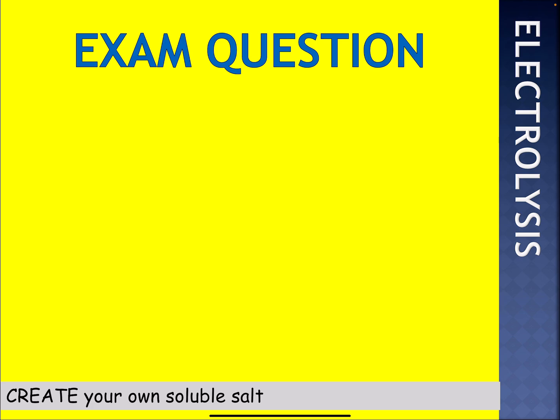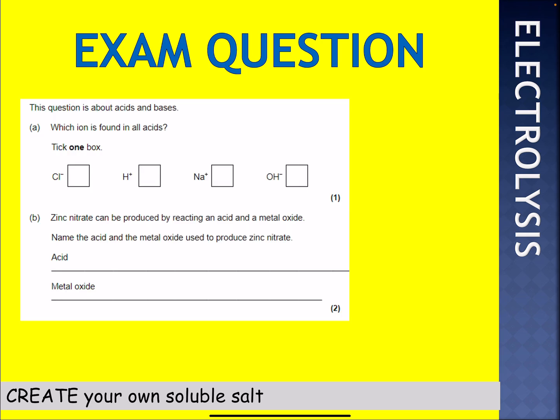Let's have a go at a few exam questions. Here's a 1 mark question. Which ion is found in all acids? Tick 1 box. And then B, zinc nitrate can be produced by reacting an acid and a metal oxide. Name the acid and the metal oxide for 2 marks. Have a go at this.